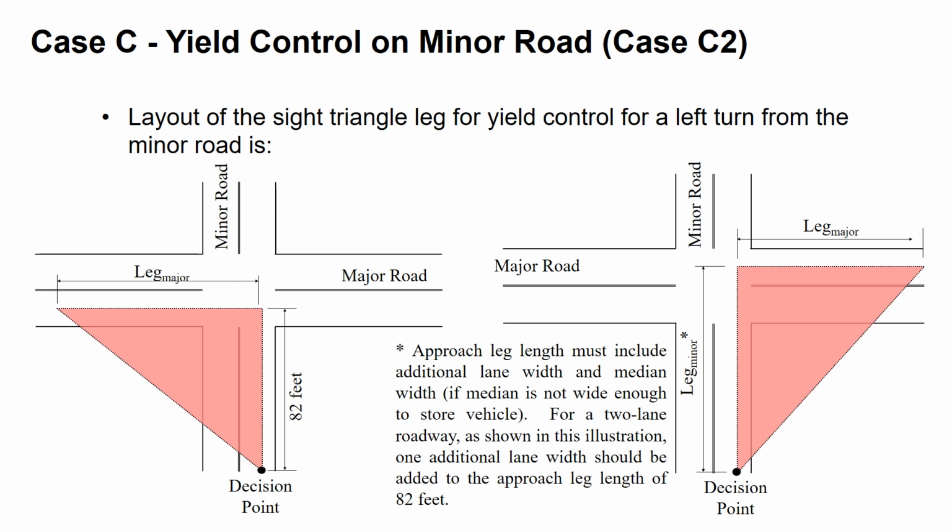Now for a left turn from the minor road that is yield controlled, our left sight triangle has a leg along the minor road of 82 feet, and that's measured from the middle of the closest lane. On the right sight triangle, we're going to need to add to that an additional lane width and median width if it's not wide enough. So for this illustration, it'd be an additional lane width added to 82 feet as our assumed minor approach leg length.